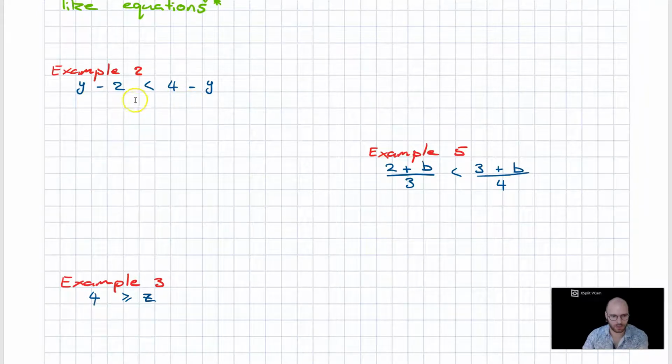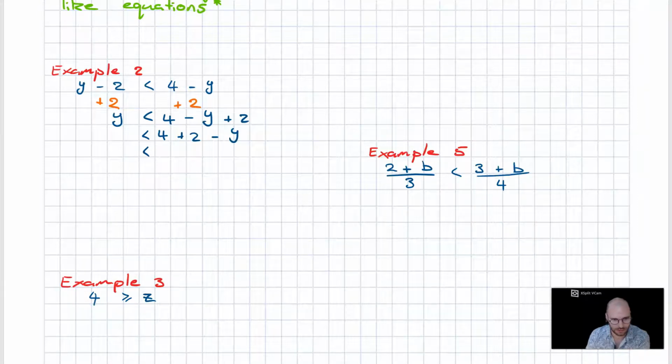Notice here we've got both constants and variables on either side of the inequality symbol. Our objective is to move all of our constants to the right hand side, and then move all of our variables to the left hand side to make the variable y the subject of this inequality. First things first, we need to add 2 to both sides. This will give us y, then 4 take y plus 2. Rearranging, we get 4 plus 2 take y, and that will equal 6 take y.